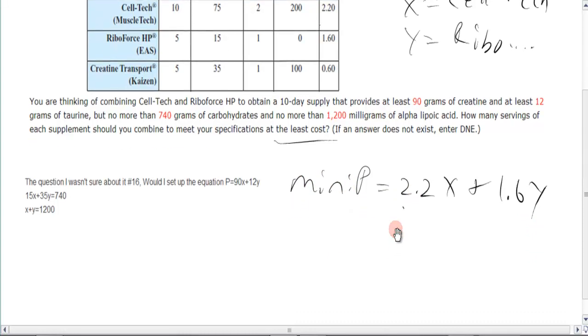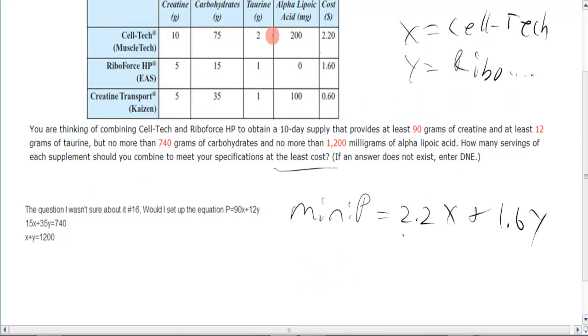Now, here's where these other parts come in. So now we want at least 90 grams of taurine. So Celtec has how much taurine in it? 2. So 2x. And then how much taurine is in ribo? 1. So 2x plus y, we want at least, so greater than or equal to 90. There's our first equation.